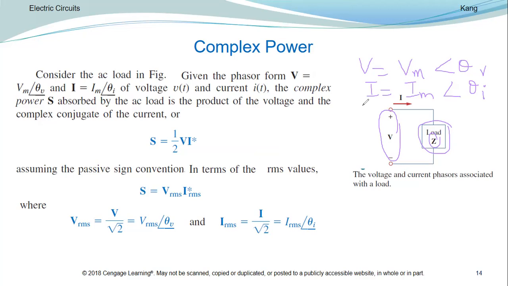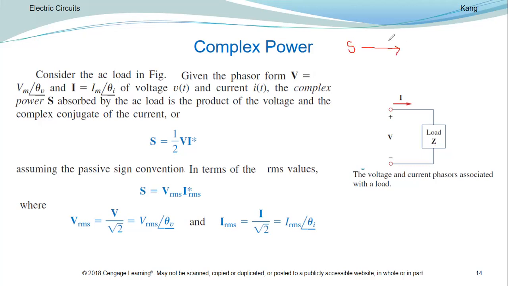So for this system, the symbol of complex power is S. The complex power that is absorbed by the AC load is generally the product of two parameters. First is the voltage, and second is the complex conjugate of current. That complex power, S, depends on two parameters.